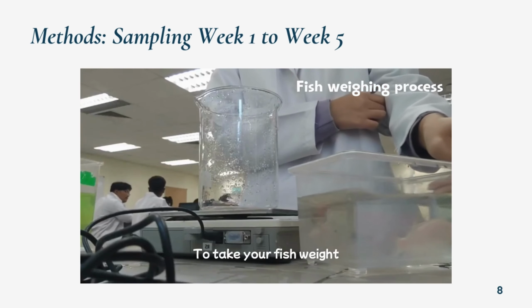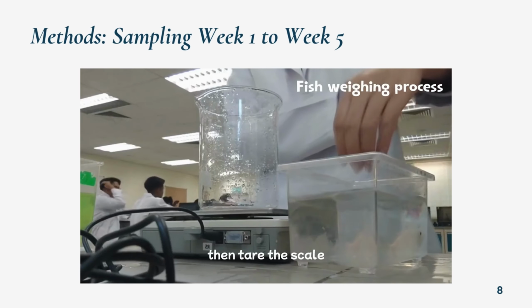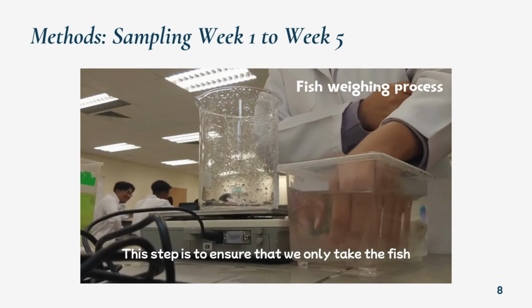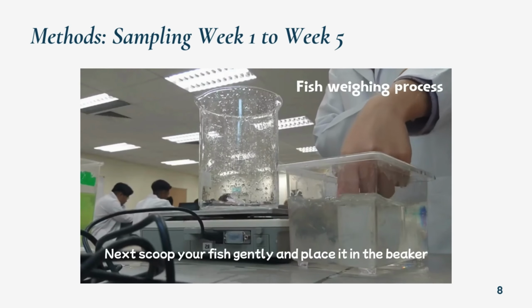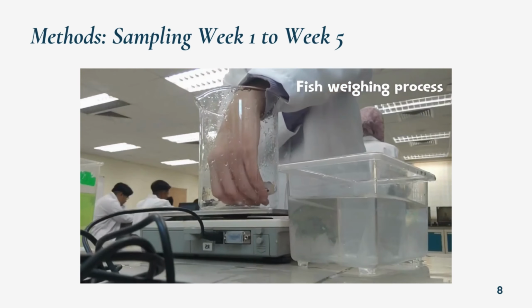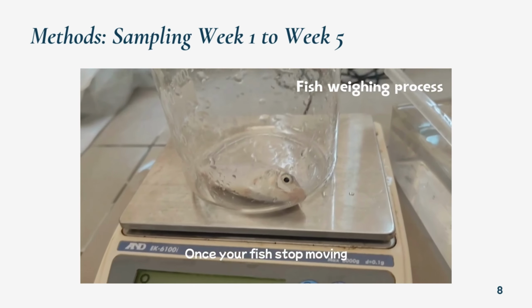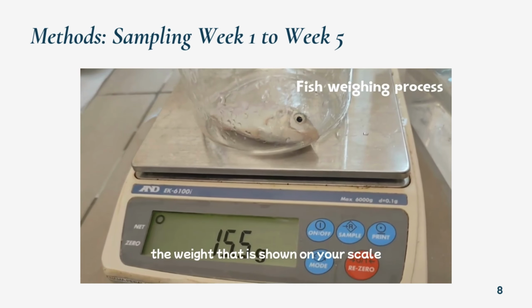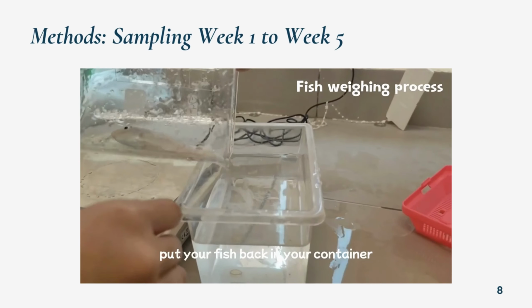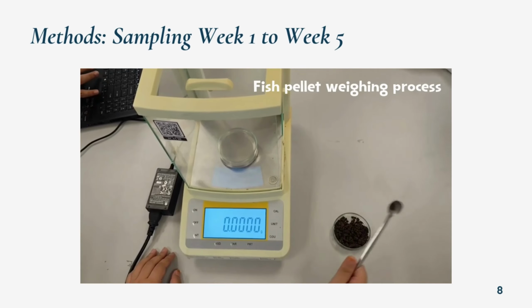To take your fish weight, place a beaker on a scale, then tare the scale. This step is to ensure that we only take the fish weight and not the beaker. Next, scoop your fish gently and place it in the beaker. Once your fish stops moving, the weight that is shown on your scale will be your fish weight. After obtaining your fish weight, put your fish back in your container.